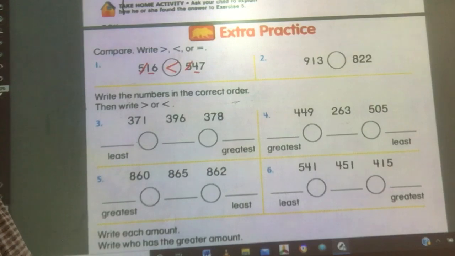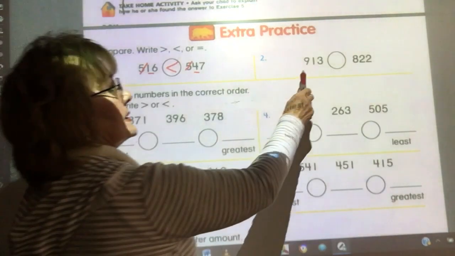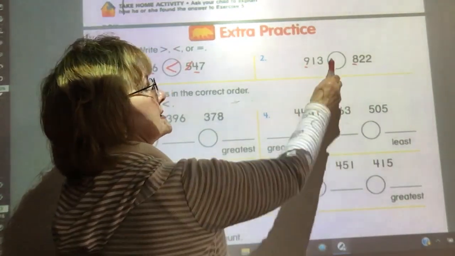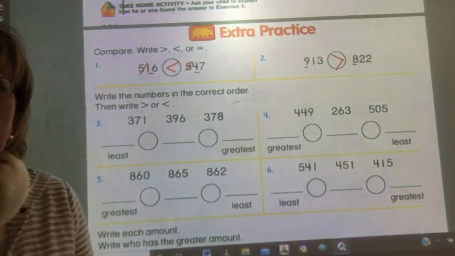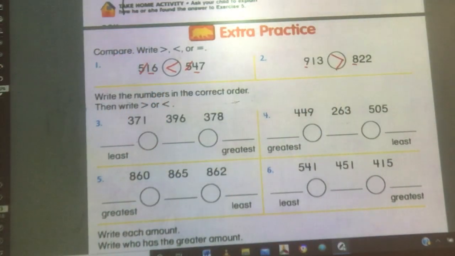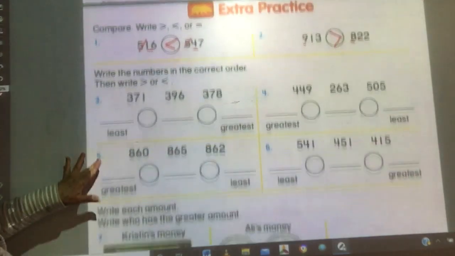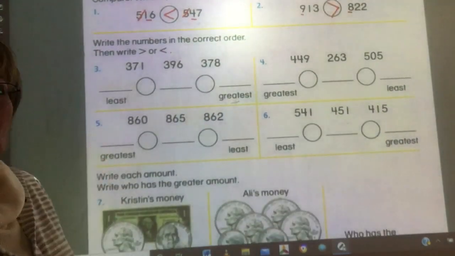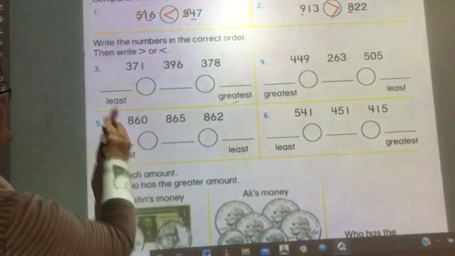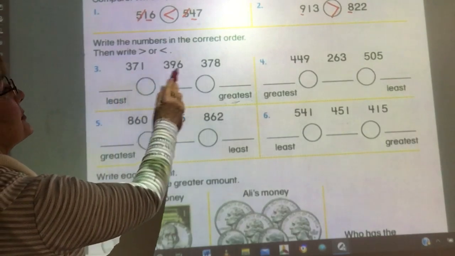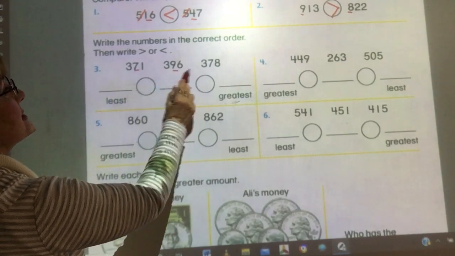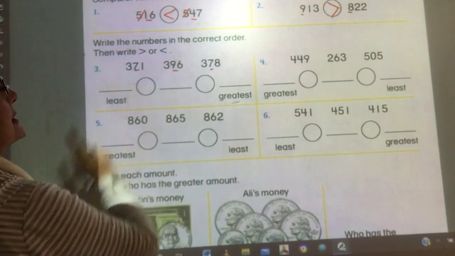Number 2, 913. 9 is greater than 8, so that makes the entire number greater than the other number. All right, now remember what I showed you for here to write the numbers in the correct order. Let's just pick the smallest number. They all are 300. Look at the tens. Those are the same, but 9 is greater.